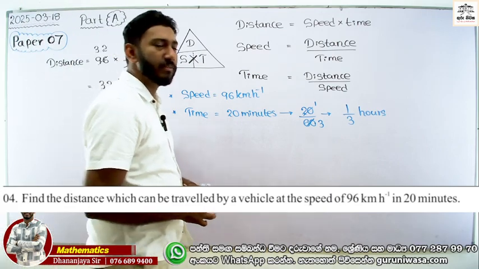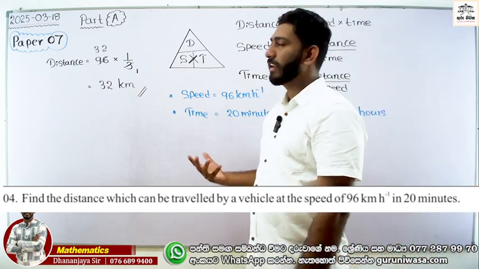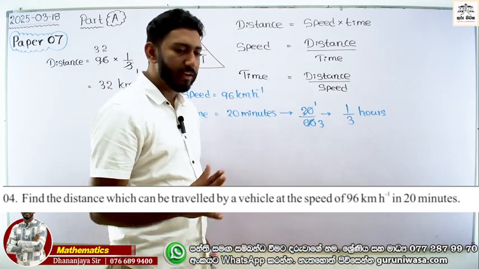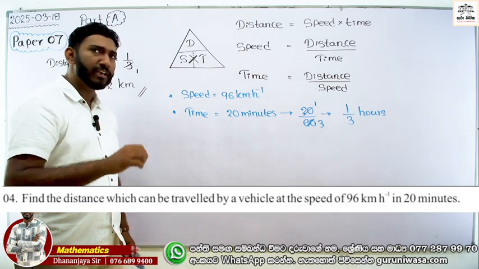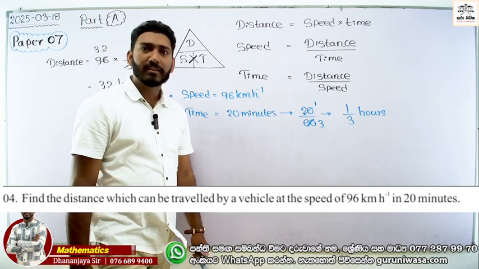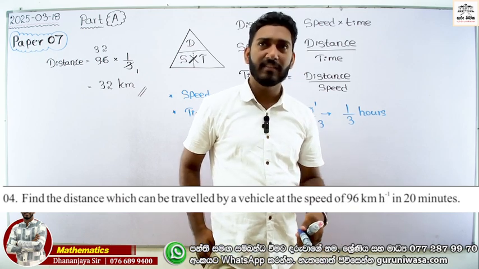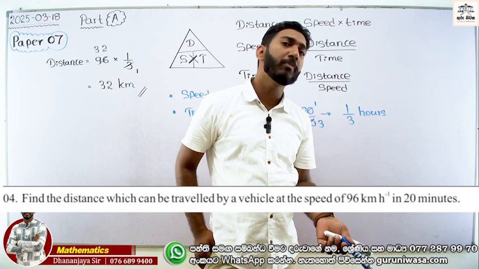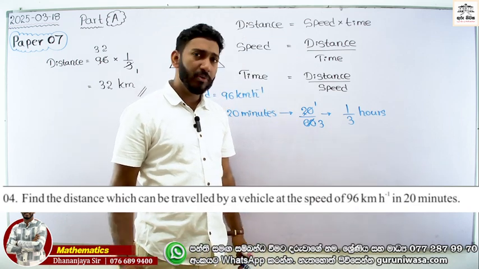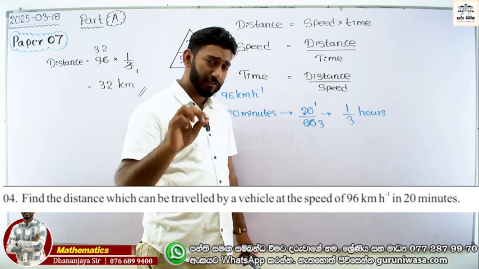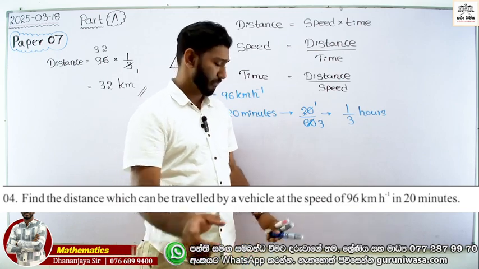And here's another trick. Now look at this. The question becomes: find the distance which can be traveled by the vehicle at the speed of 96 kilometers per hour in 30 seconds. Now the question has 30 seconds, and 96 kilometers per hour. That is not corresponding, right? Therefore, 96 kilometers per hour, you need to change into meters per second, ms minus 1.